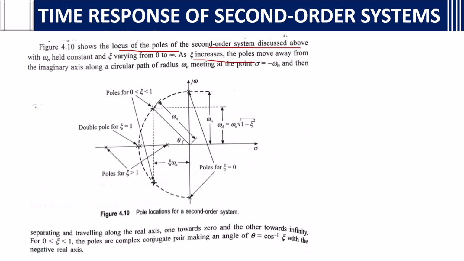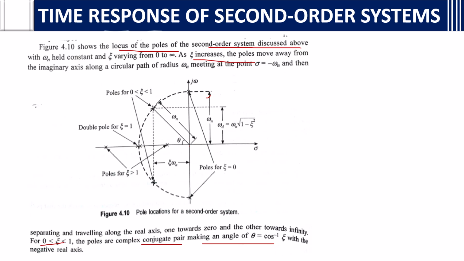For 0 less than zeta less than 1, the poles are complex conjugate pairs making an angle theta equals cos inverse zeta with the negative real axis. If you see here, the locus of the poles of the second order system discussed above, omega n is held constant and zeta varies from 0 till infinity.